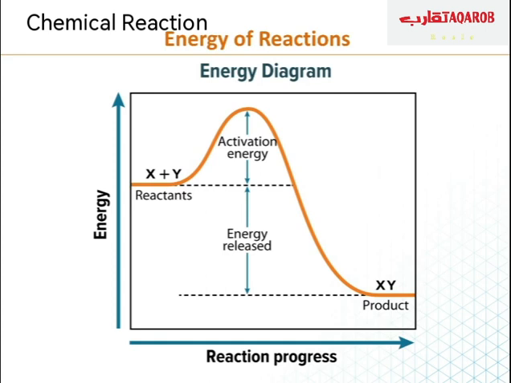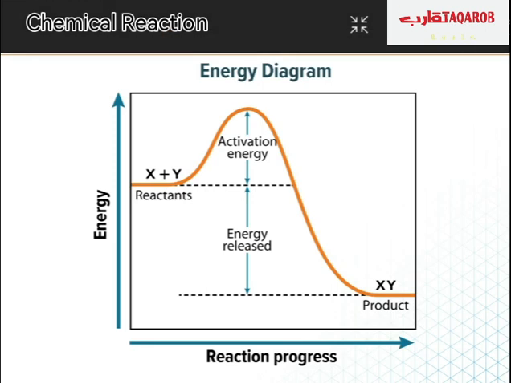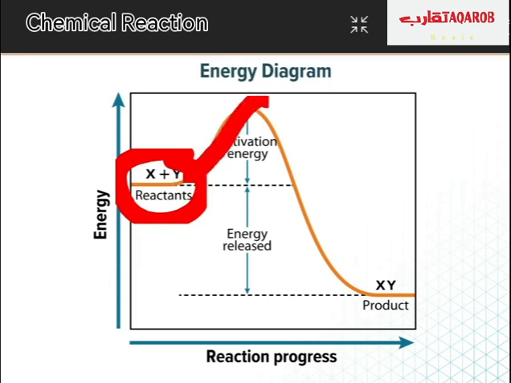Look at this diagram. This diagram indicates the energy during the reaction. Look at the left side, the y-axis, there is energy, and on the x-axis, we can find the reaction progress. The first point on the energy y-axis is the reactant energy. Then this energy will increase to reach the highest point in the energy. Then the energy will decrease.